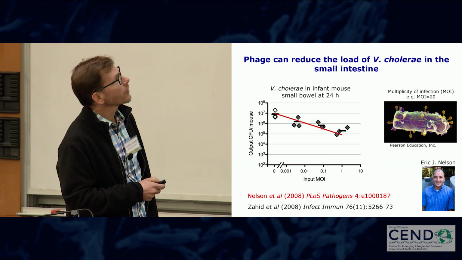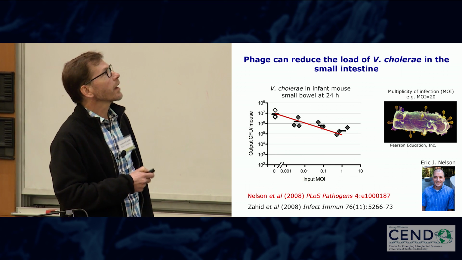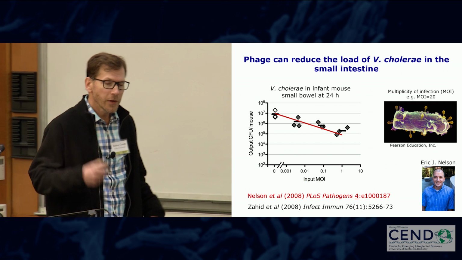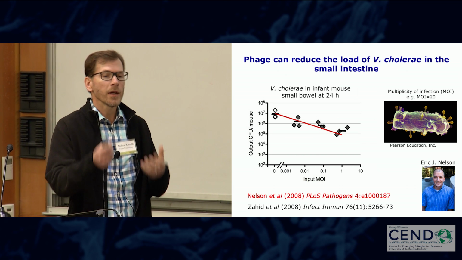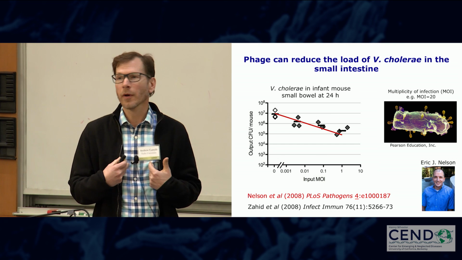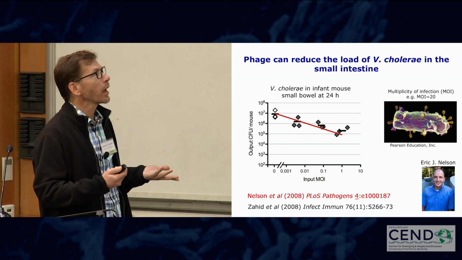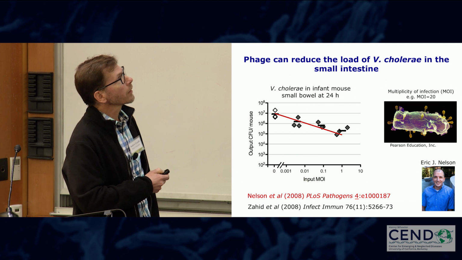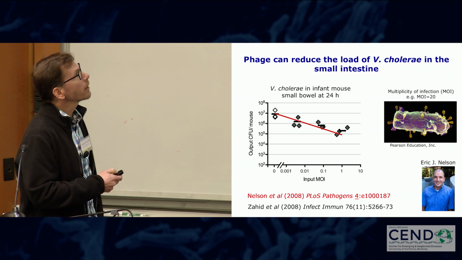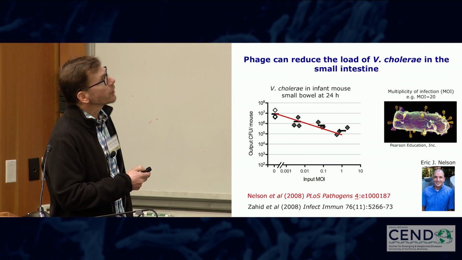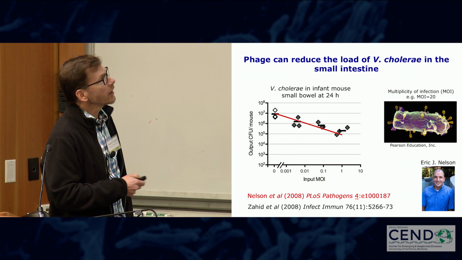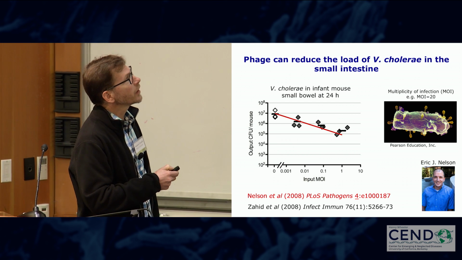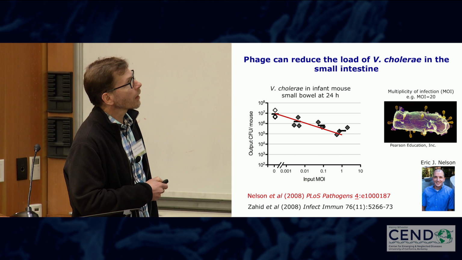And so he did this simple experiment that had never been reported before, which is, if you just give the phage in the inoculum, can it prey on Vibrio cholerae in the small intestine in an animal model and reduce the load? We used the most common model in the cholera field, the infant mouse model. And sure enough, if you increase the amount of phage added along with the inoculum, you can reduce the load of Vibrio cholerae.